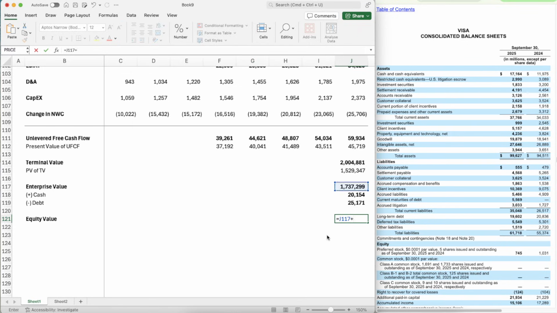Now we can get our equity value. Take your enterprise value, add cash, subtract debt. There we have it, the equity value. The next step, we want diluted shares outstanding, then implied share price.